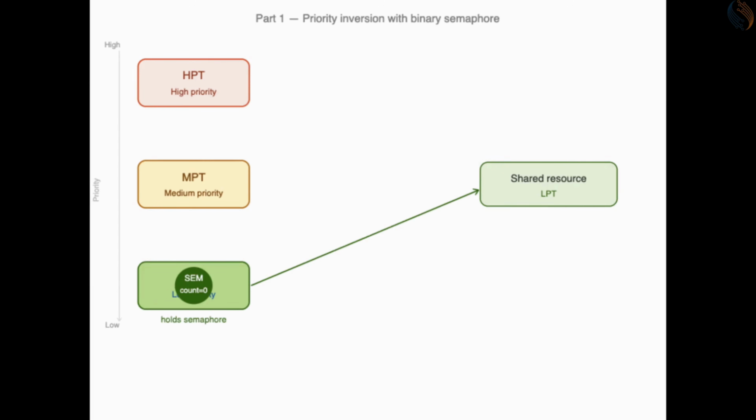A medium priority task is effectively making a high priority task wait, not because it holds any resource the high priority task needs, but simply because it is occupying the CPU and blocking the task that does hold the resource. This is one of the most significant issues when using binary semaphores in FreeRTOS.